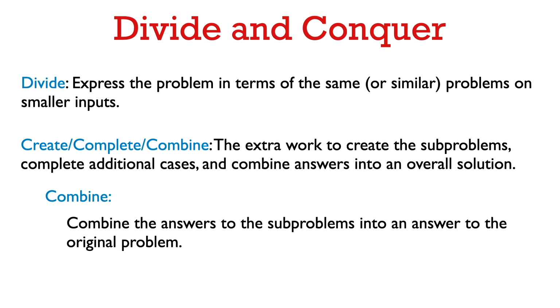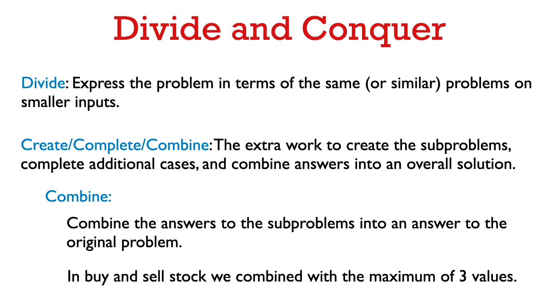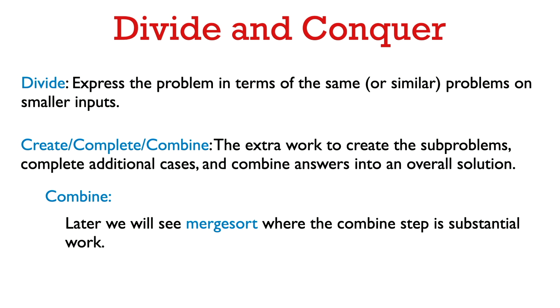The third kind of work for this step is to combine the answers to the subproblems and anything else that we compute in the complete step into an answer of the original problem. In the example we just saw of the buy and sell stock problem, this step was also pretty easy. We just took the maximum of the three cases, right? We combined with the maximum of the answers to the two subproblems and the case where we bought in the first half of the vector and sold in the second half of the vector. Later, we're going to see a divide and conquer sorting algorithm called merge sort, where the combine step is where the substantial work takes place.